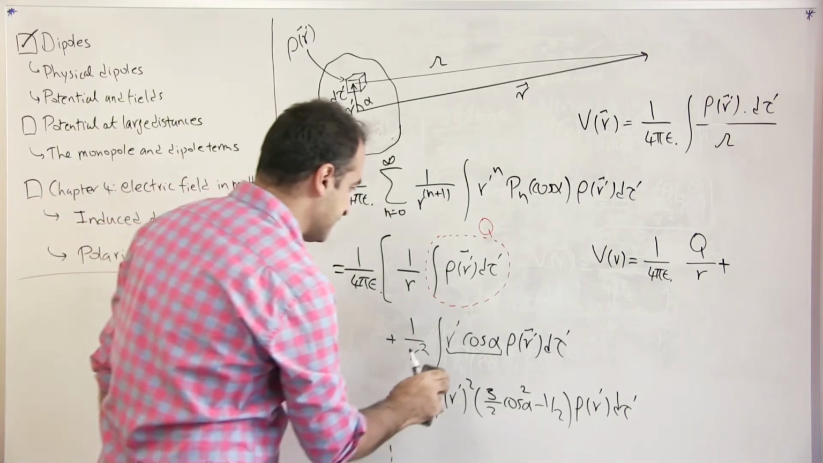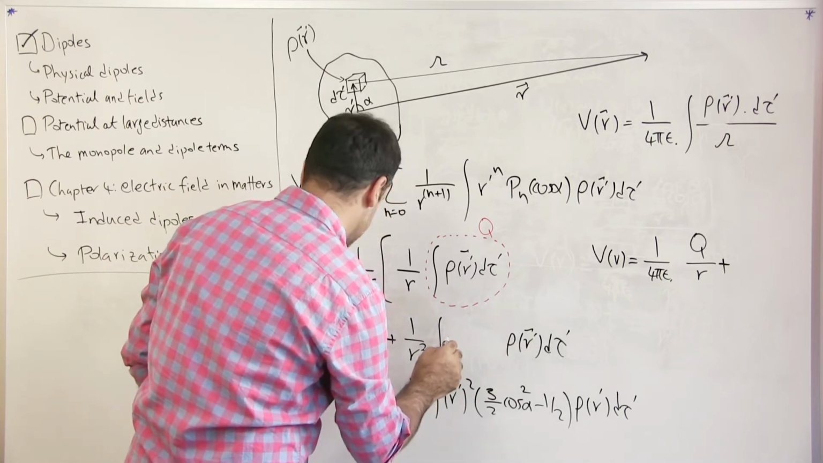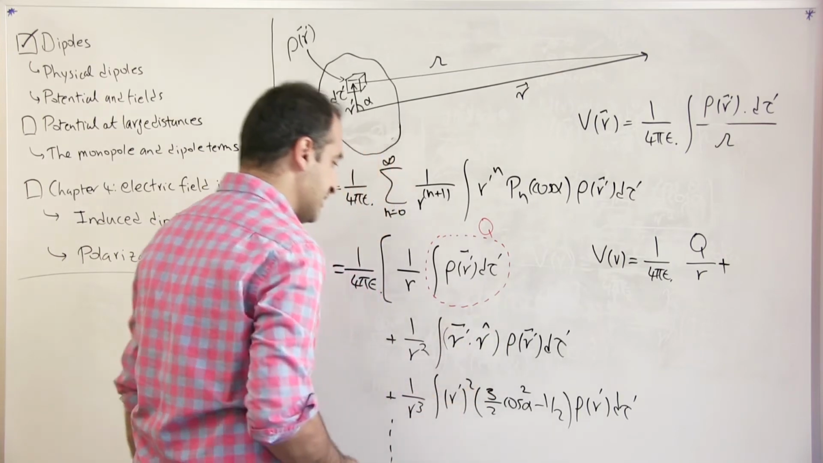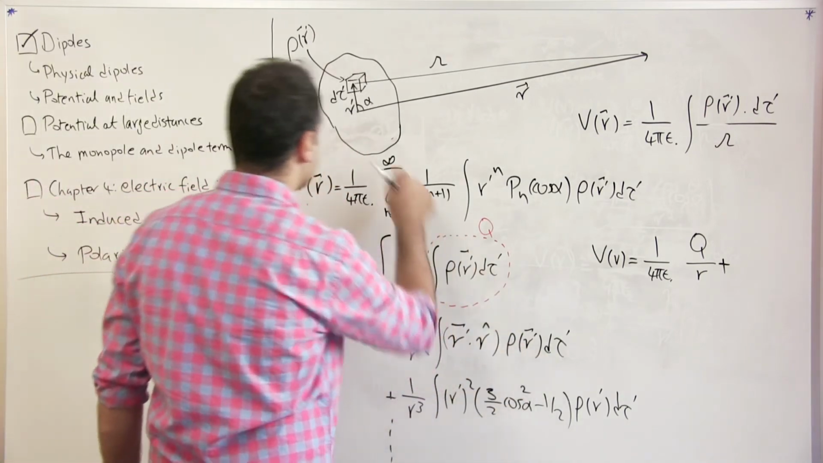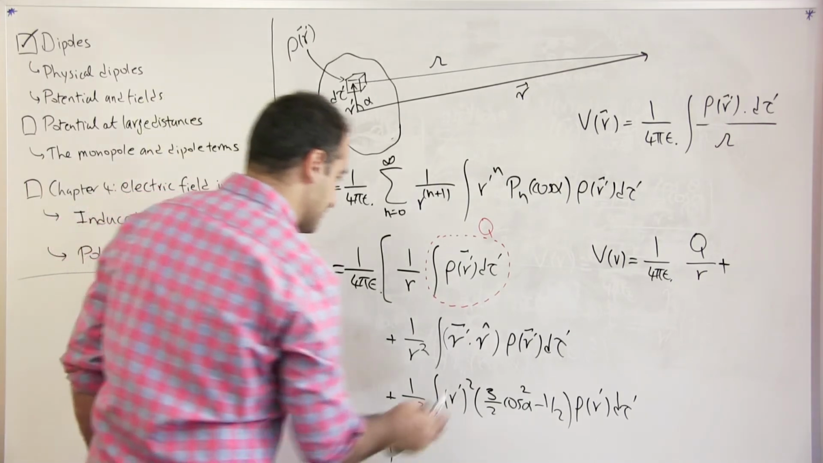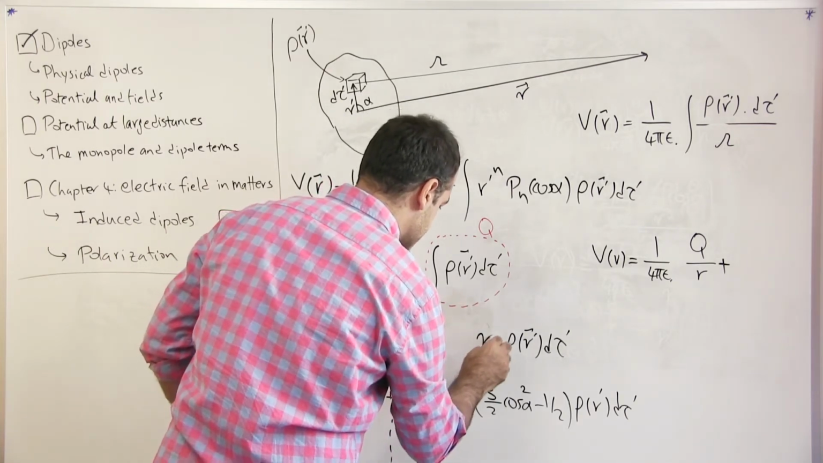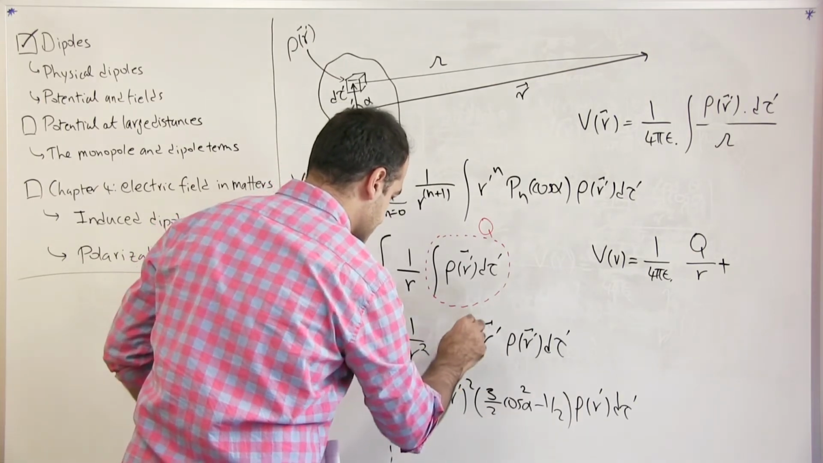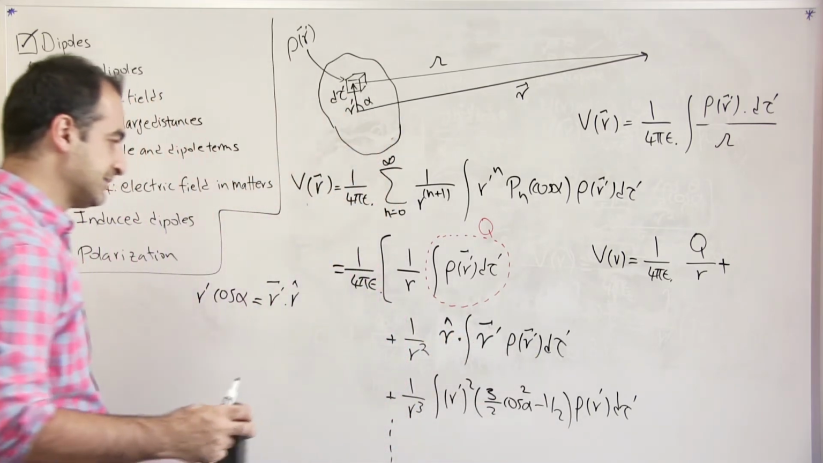Okay, and now if we write this in terms of r prime dot r hat, r hat itself is a constant that's independent of the d tau prime integration here. So it can be taken out of the integral. We can do the integral on the r prime vector, and then have r hat out of the integral and do the dot product here.